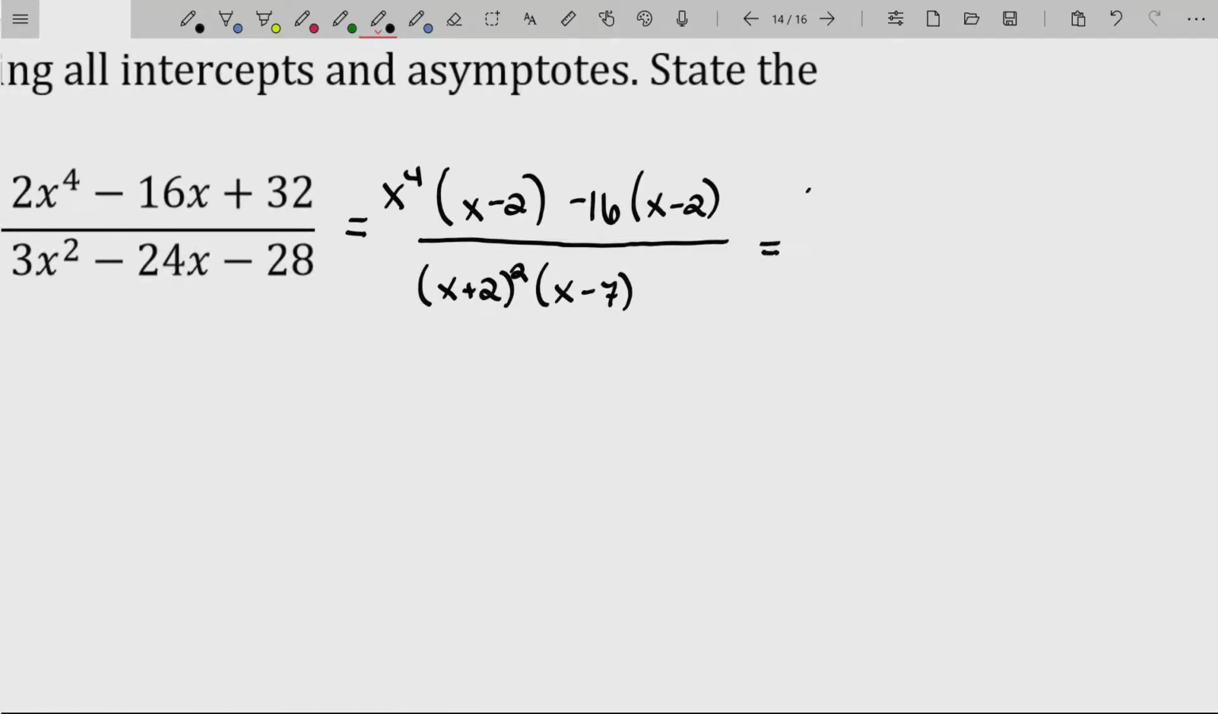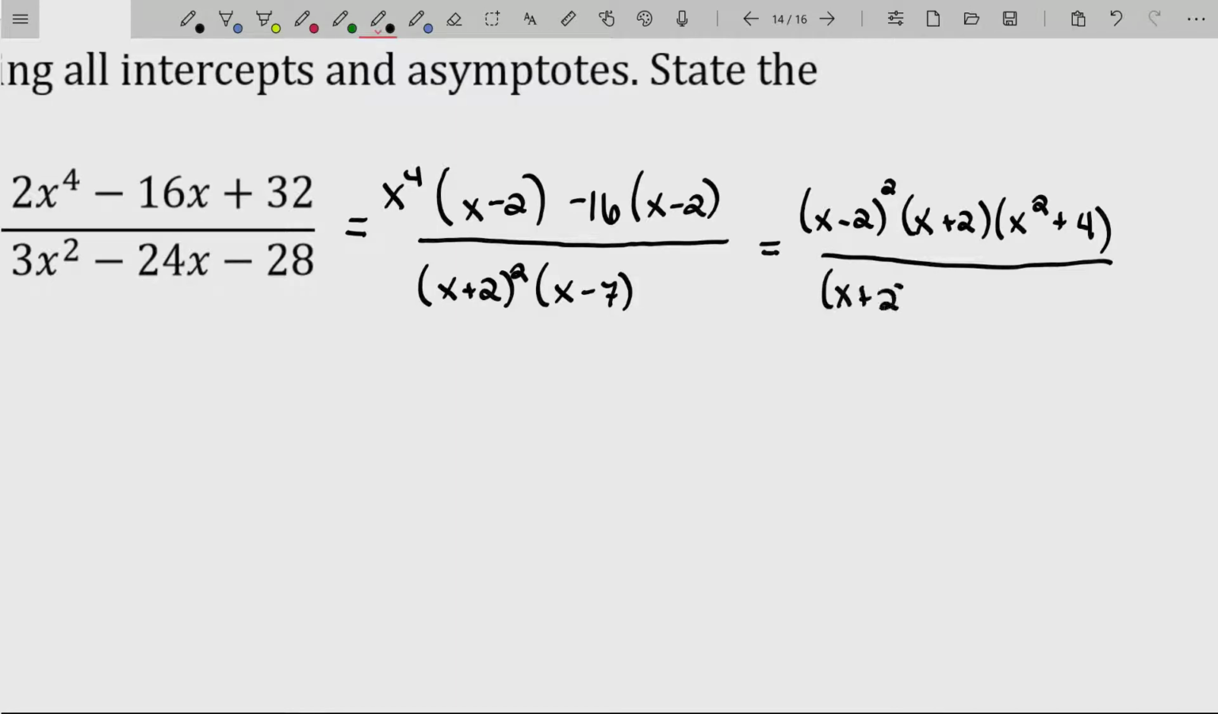And let's see, this is going to be an x minus 2. And we factored it, it'll be x minus 2 times x to the fourth minus 16, but we factored that last time. It was an x minus 2 times x plus 2 times x squared plus 4, right? Yeah. A lot of thinking on my toes there. And we have an x plus 2 quantity squared here, and an x minus 7, sorry. And remember, you do want to simplify this completely. So I'm going to go ahead and cancel the power of x plus 2 from numerator and denominator.